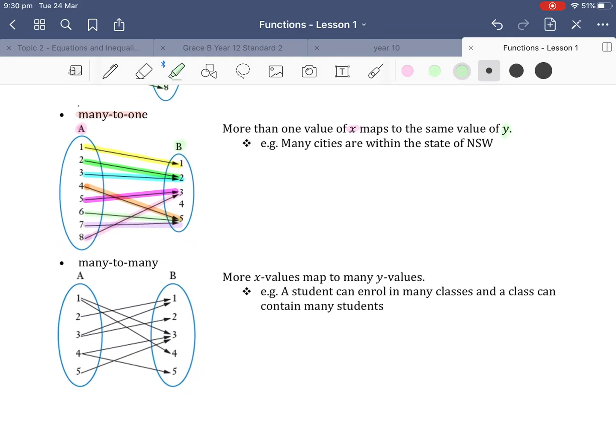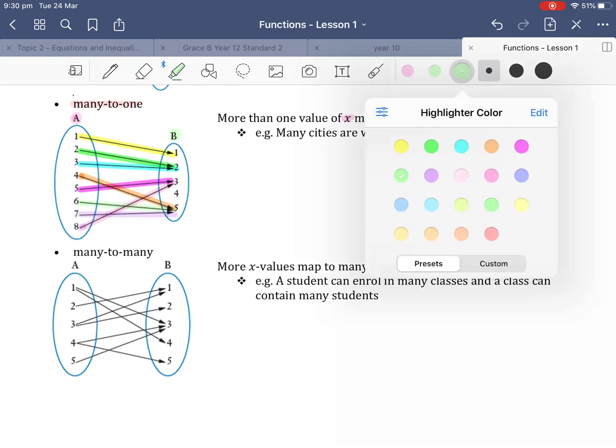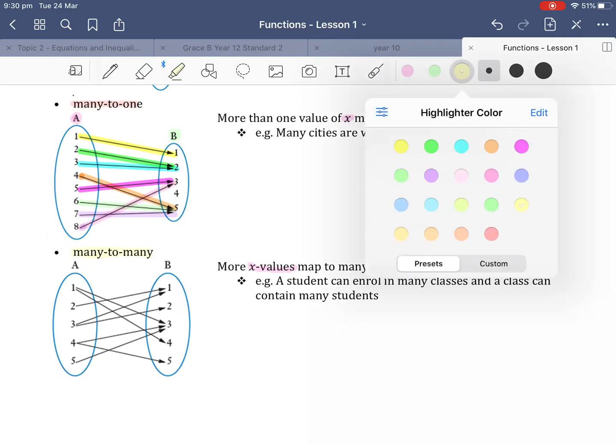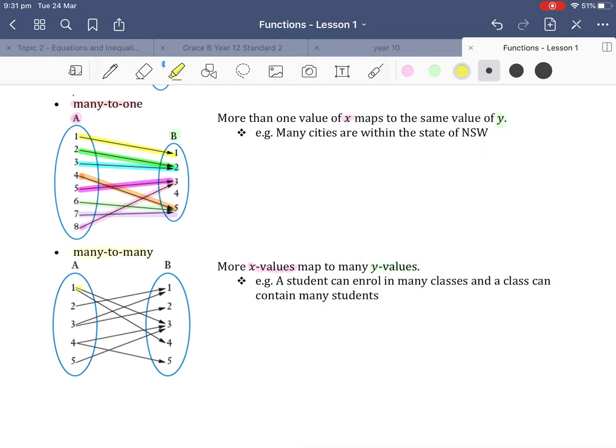Finally, moving on, we have our many to many. When we look at our many to many, a many to many relation is a mapping where two or more elements of A correspond with two or more elements of B. This is a combination of the one to many and many to one relations. So many x values map to many y values. So let's have a little look into this.